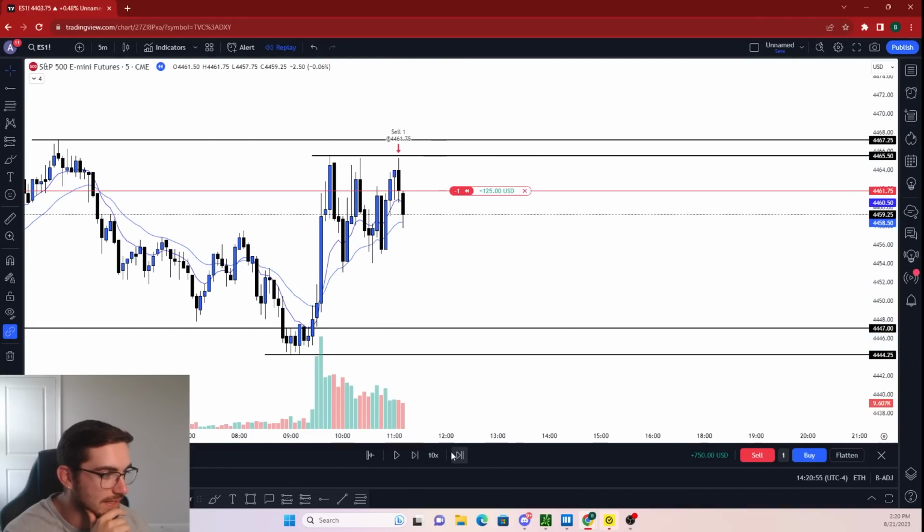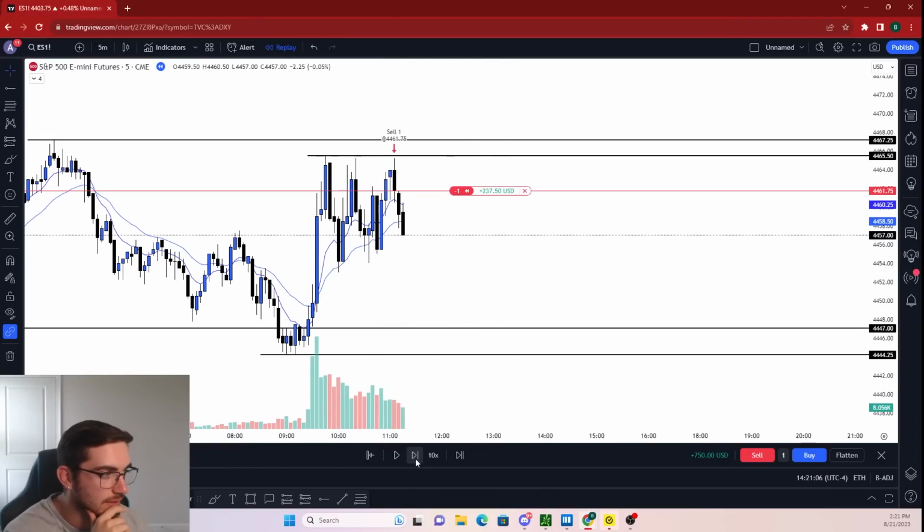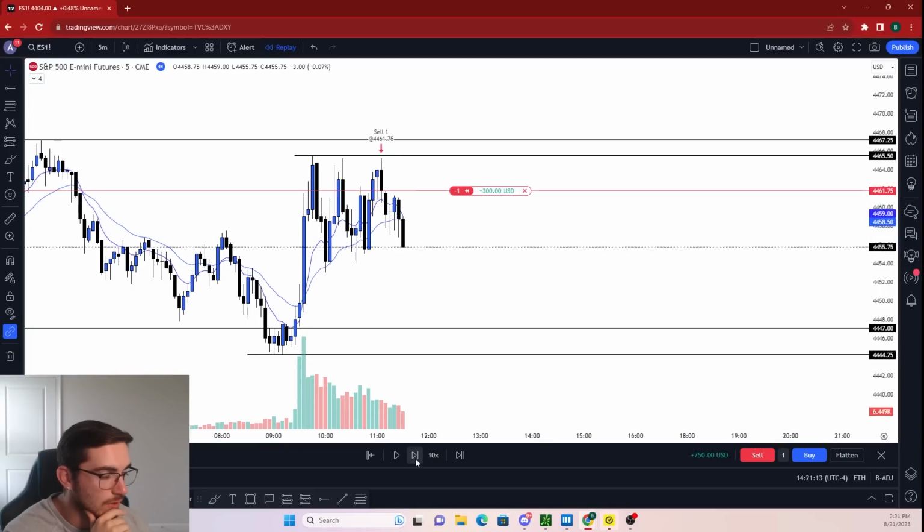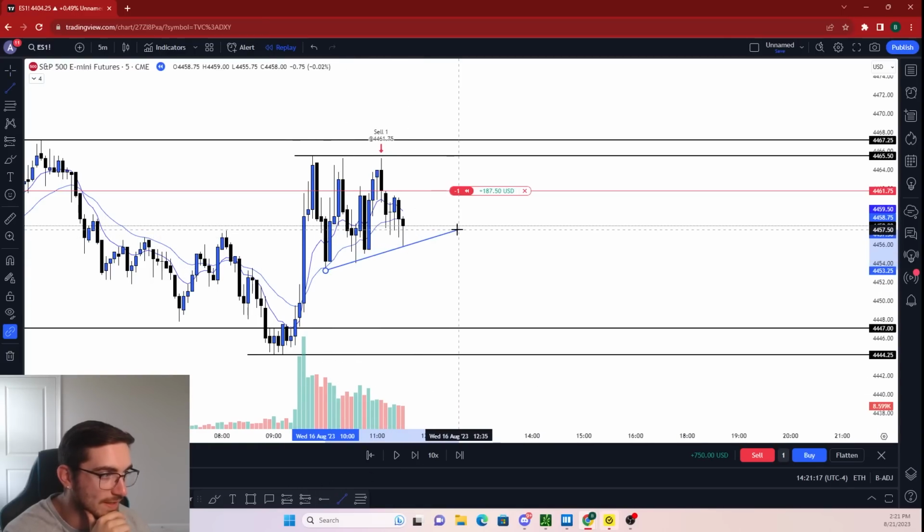As far as a price target, I guess I would like to see a break below these two lows right here. So let's see if price ends up doing that. Again, I could get stopped out of this trade. I have no idea what's going to happen. All right, price is breaking down. I'm not a big fan of those wicks right there.